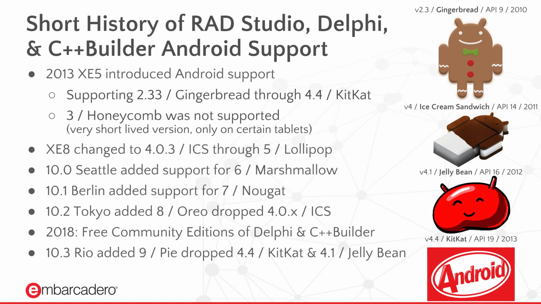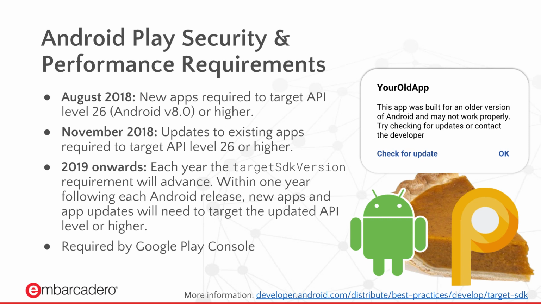We also added Android Pie support, the most recent version. Now, the reason for this is the Google Play Store, actually the Google Play Console, which is where you load your app into the Google Play Store, has a new requirement. As of August of 2018, apps were required to target API level 26, Android version 8 or higher. And then in November, if you're updating, so new apps were required in August. In November, when you're updating, you had to target API level 26.